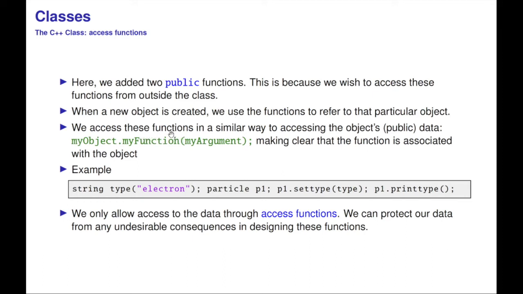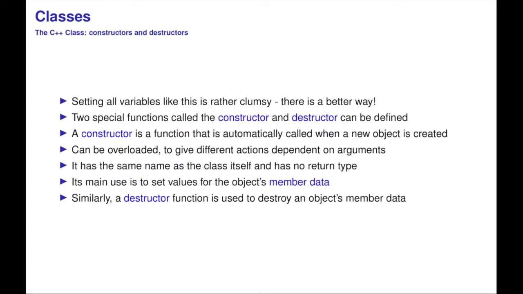We access these functions in a similar way to accessing the object's public data. It's myObject.myFunction(myArgument), making clear that the function is associated with the object, right? It's essentially object.function. So, for example, string type electron, particle p1, p1.setType(type), and p1.printType(). We only allow access to data through these access functions. We can protect our data from any undesirable consequences by designing these functions carefully.